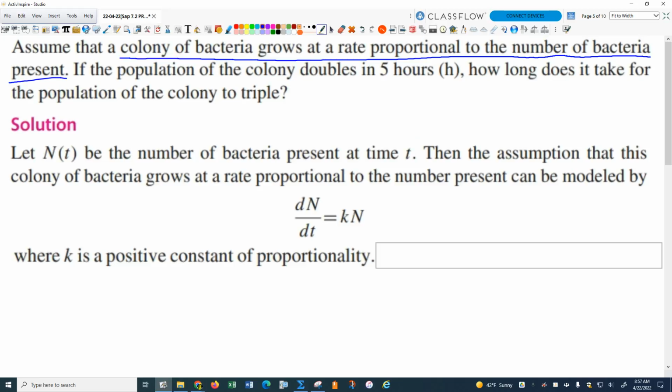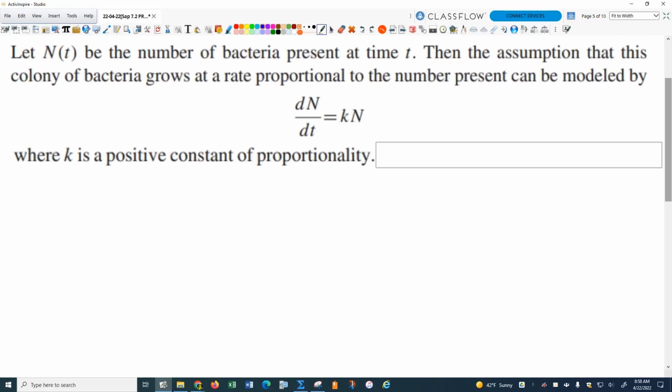If the population of the colony doubles in 5 hours, how long does it take for the population of the colony to triple? Okay, so let's just go ahead and jump right down. We already solved the differential equation, so let's jump down to what we know the solution is going to look like. N of t equals what? N naught e to the kt, good. We know N naught stands for the initial population size, which we actually don't know up here.